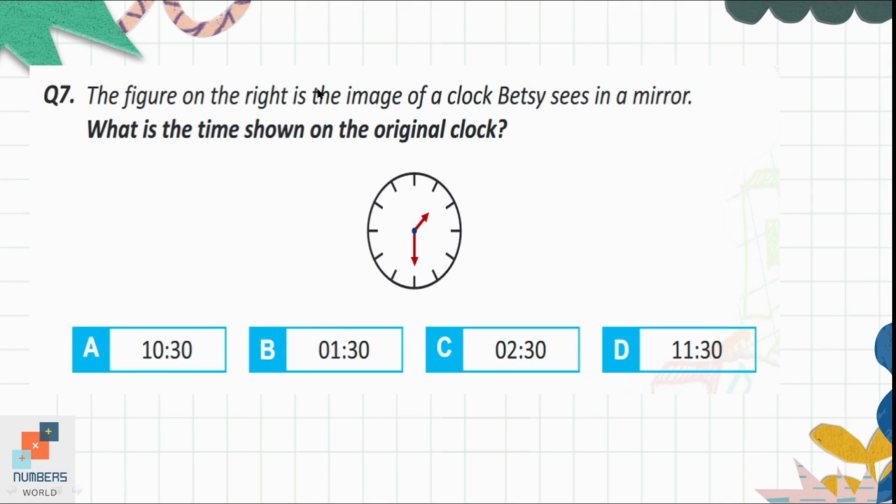Question number 7. The figure on the right is the image of a clock Betsy sees in a mirror. What is the time shown on the original clock?